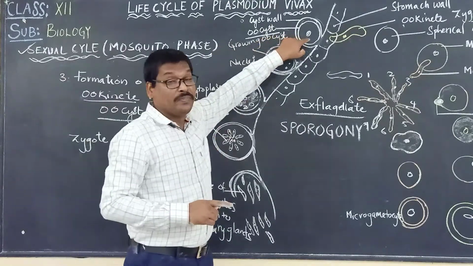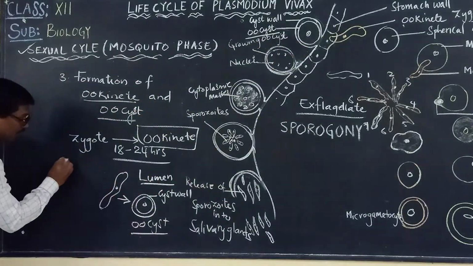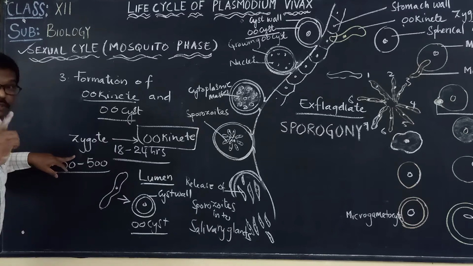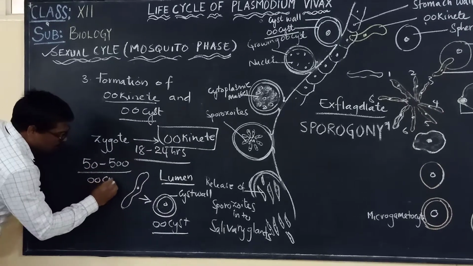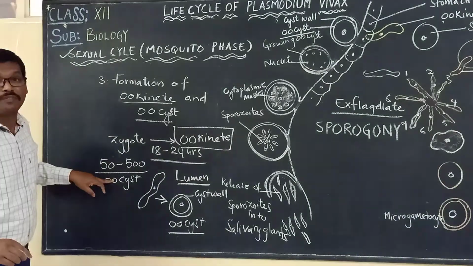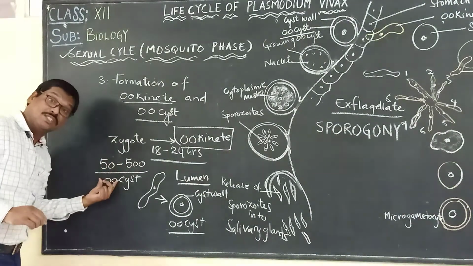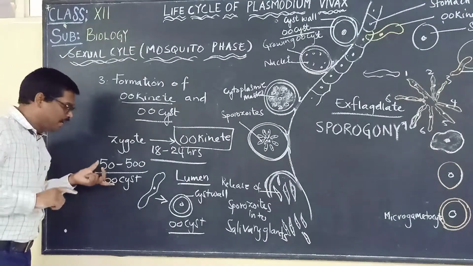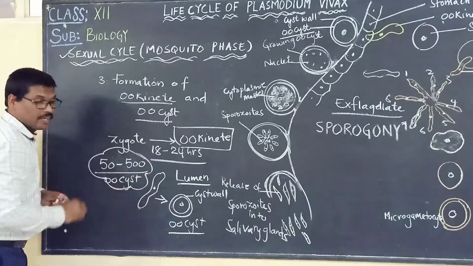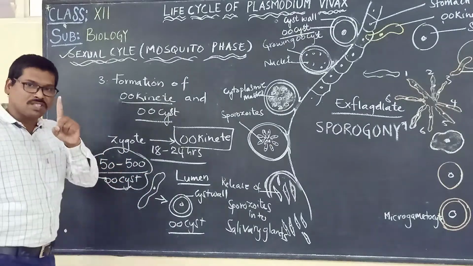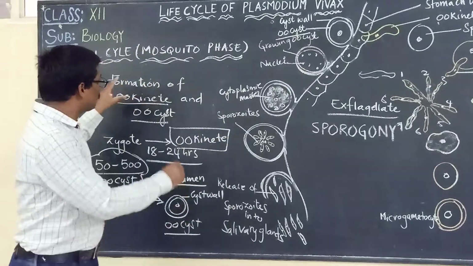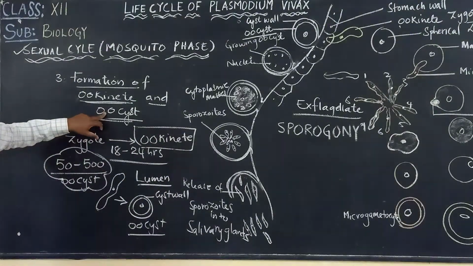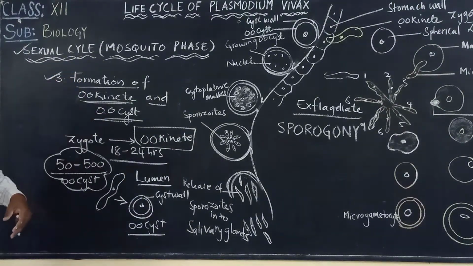And please remember, there will be 50 to 500 oocysts present on the stomach wall of the mosquito. This is another point we have to keep in mind. So this is how the formation of the ookinete and the oocyst takes place.